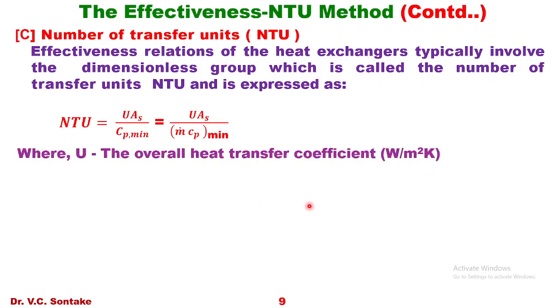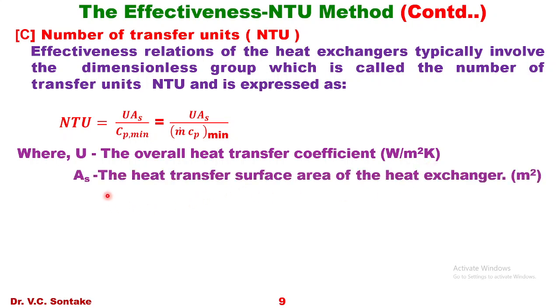In this expression, U is the overall heat transfer coefficient in watt per meter square Kelvin. AS is the heat transfer surface area of the heat exchanger in meter square. And Cp is the specific heat and capital Cp is the heat capacity rate.